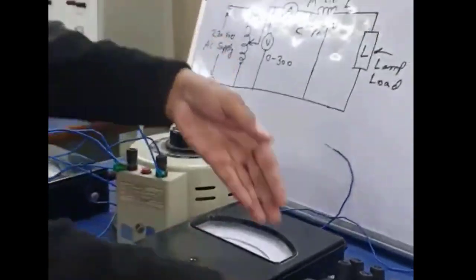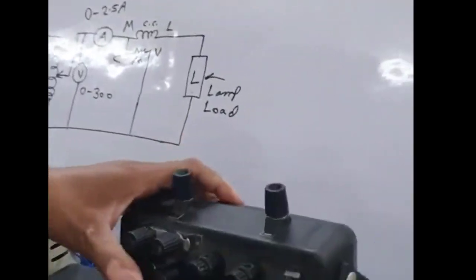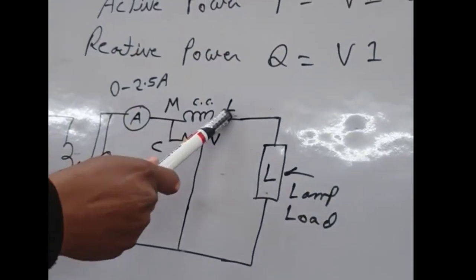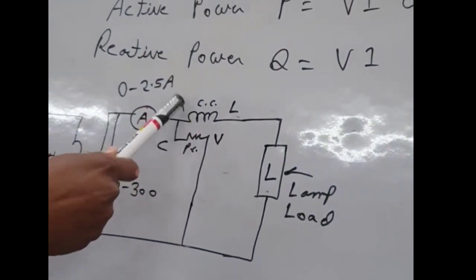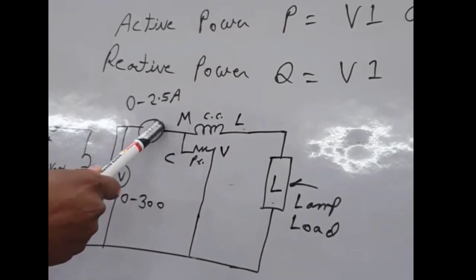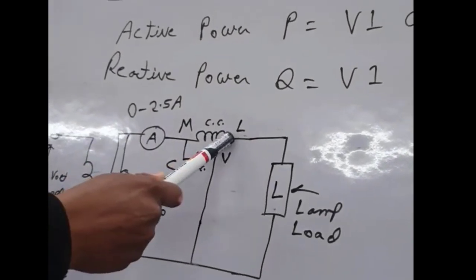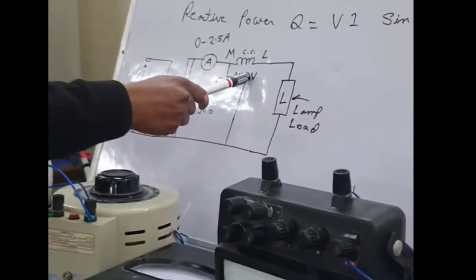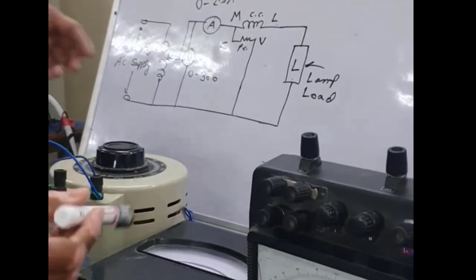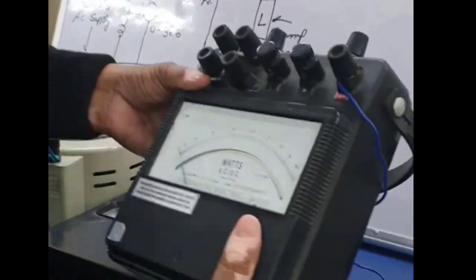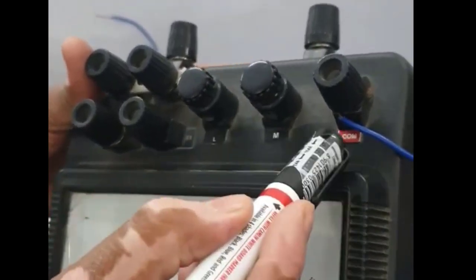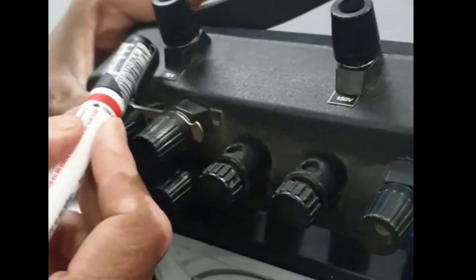This symbol is the wattmeter. In this diagram, this symbol is the wattmeter. There are 4 terminals: M, L, C, V. M stands for mains, meaning this wire is going to the main supply. L stands for load, it is going to the lamp load. C means common terminal, and these are the V terminals. As per this diagram, the wattmeter has 4 terminals M, L, C and the V terminals.